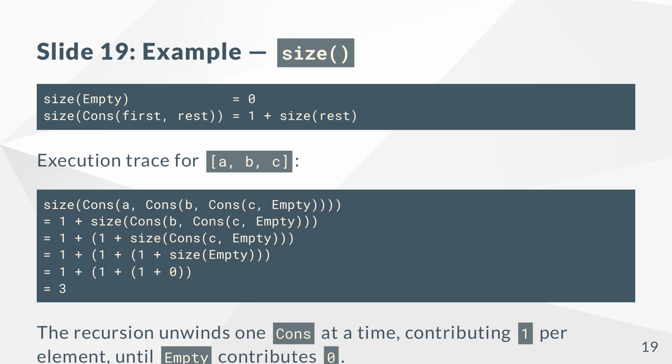Let us trace through size for the list A, B, C. Size of cons of A and cons of B and cons of C and empty. That is 1 plus size of cons of B and cons of C and empty, which is 1 plus 1 plus size of cons of C and empty, which is 1 plus 1 plus 1 plus size of empty, which is 1 plus 1 plus 1 plus 0, which is 3. The recursion unwinds 1 cons at a time, contributing 1 per element until empty contributes 0.